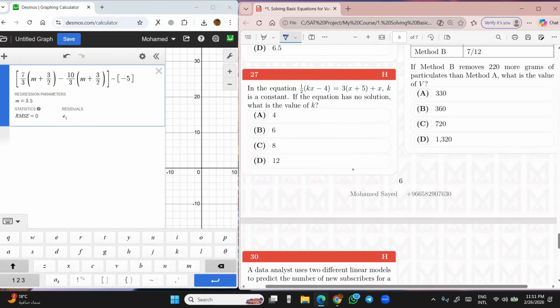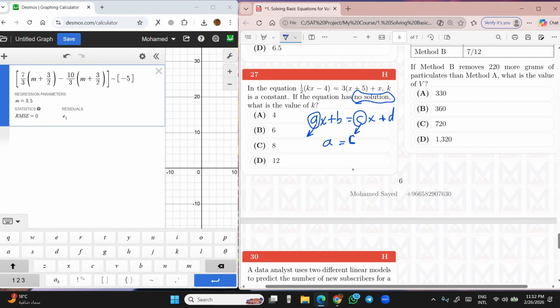Question 27. In the equation, K is a constant. If the equation has no solution, what is the value of K? Here we need to remember something. When the equation has no solution, it means that if the equation is written like this, AX plus B is equal to CX plus D, no solution means A is equal to C. I mean, the coefficient of X on the left is the same as the coefficient of X on the right. So A must be equal to C.